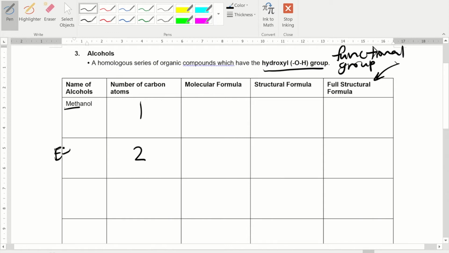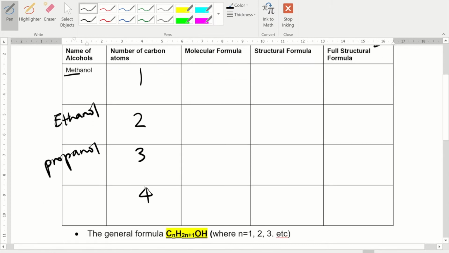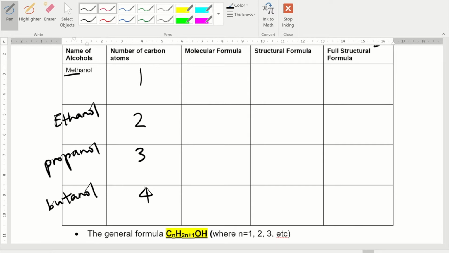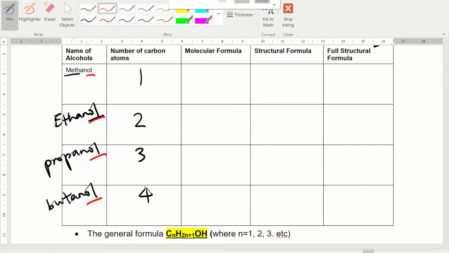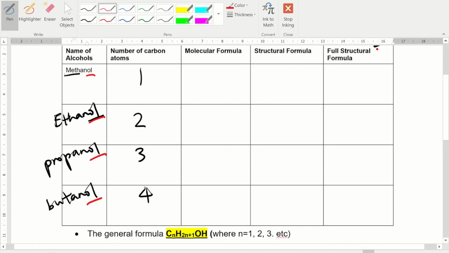Methanol, meth, stands for 1 carbon, followed by the second one, which is called ethanol. Then 3 carbon atoms will be propanol, and 4 carbon atoms will be butanol. All their names contain the hydroxyl group, which is the suffix -ol. So for alcohol, we have this functional group called hydroxyl. I'm going to draw it under full structural formula. Take a look at the difference: full structural formula is also called displayed formula.